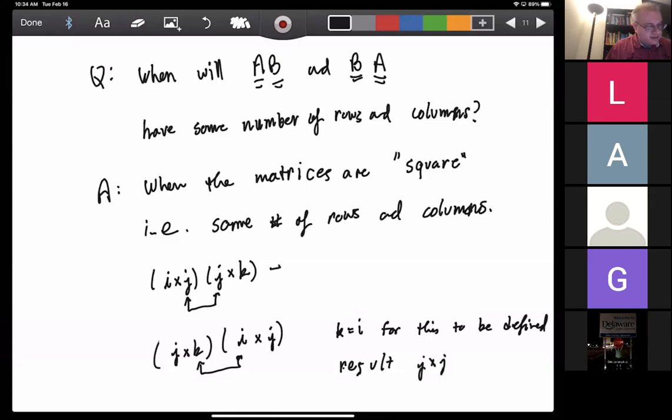Well, what about the first one? That result is going to be i by k. So k is equal to i, so this is i by i. And if I want these to match, then i is going to be equal to j, or in other words, the number of rows has to equal the number of columns, in which case we say our matrix is square. Okay, well, if your matrices are square, is AB the same as BA?